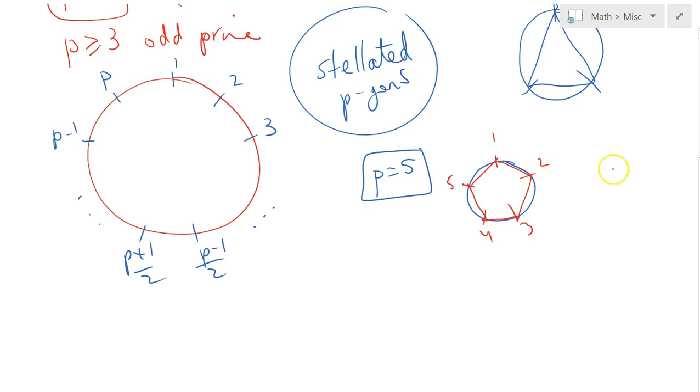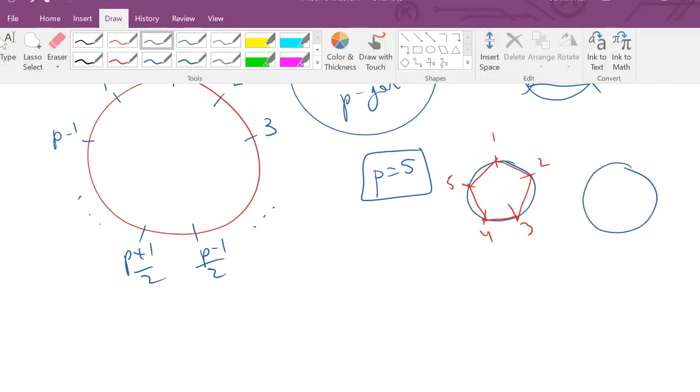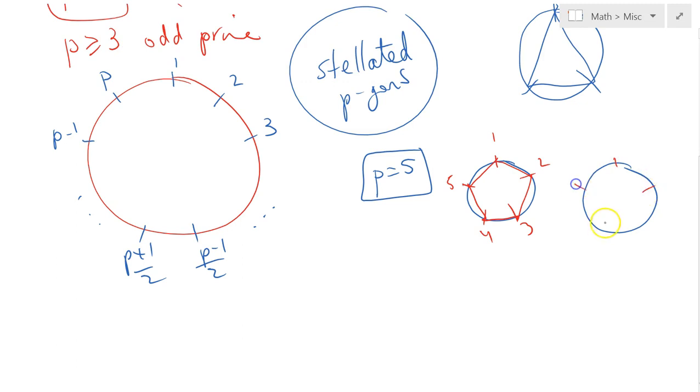Another way would be, let's draw it, 1, 2, 3, 4, 5. You can start from 1 and you can jump 2 by 2. So 3, 5, 2, 4, and 1. Again, you can think of these as pointed stars. We call these shapes regular stellated p-gons. Because the shape is the same up to rotations, there's only a unique one of this one and a unique one of this. So these are regular stellated p-gons.